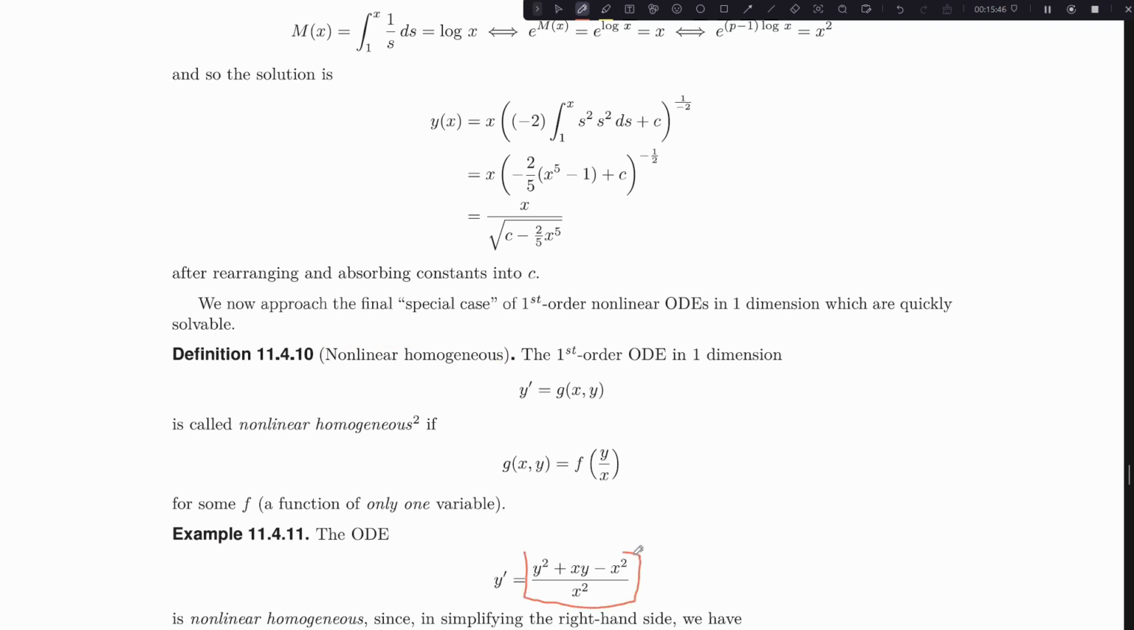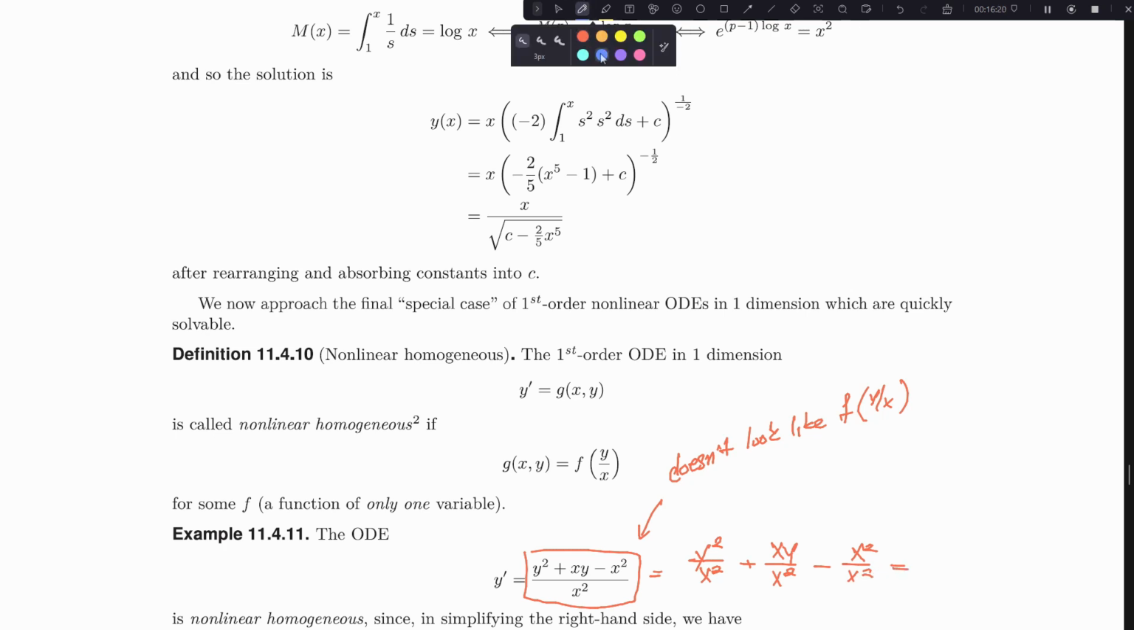So the following ODE is not written, it doesn't look like f of y over x, but I'm claiming that it is f of y over x because I can simplify this a little bit, right? If I spread the denominator out to each part, I get something like y squared over x squared plus xy over x squared minus x squared over x squared. And if I go through one more step of simplifying that, that simplifies to y over x squared plus one of these x's cancels. So then I have something like y over x plus 1.